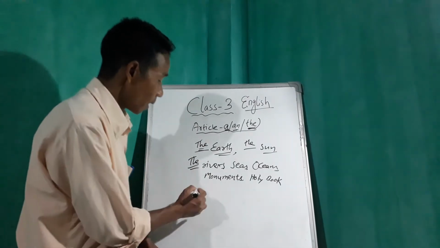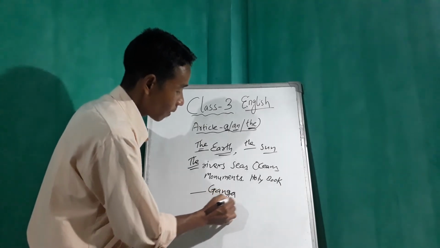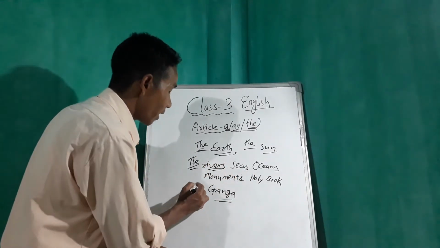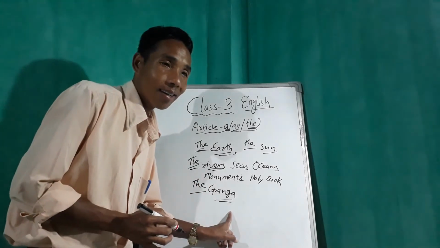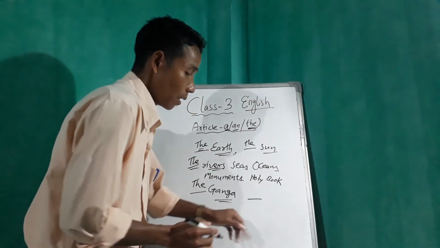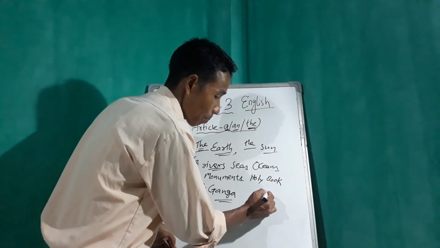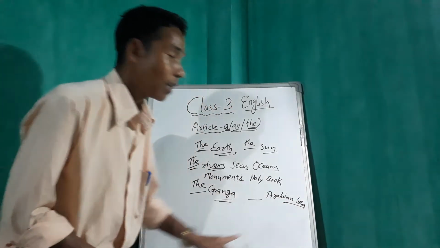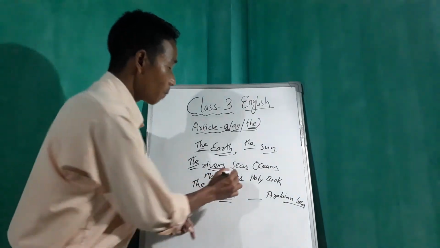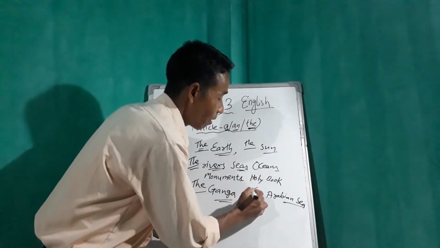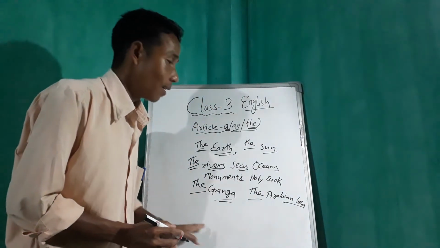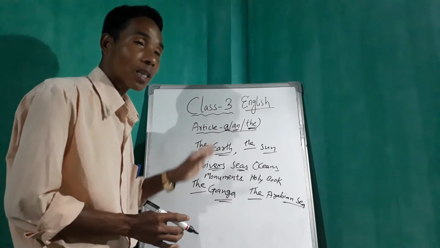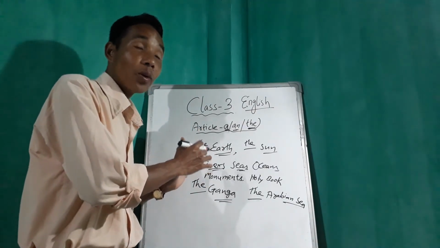See here. Suppose here, Ganga. It is the name of what? River. Name of a river. So, what do you have to write here? The Ganga. Okay? Suppose here I will give you Arabian Sea. See, it is the name of a sea. So, what will come here? The Arabian Sea. Like this. So, the is written before a specific noun.